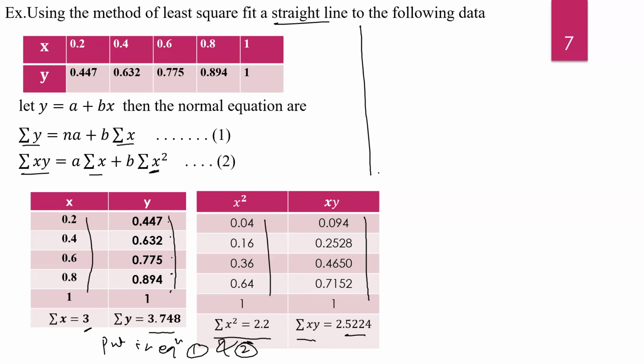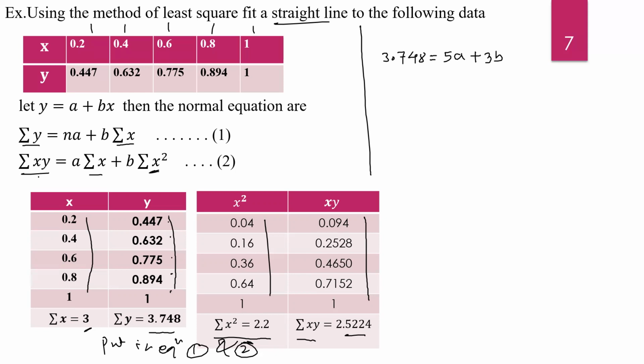We get, substitute here summation y. Summation y is 3.748, equal to n, the number of points, 1, 2, 3, 4, 5. That is 5 times a plus summation x. Summation x means 3, so we write 3 and b. That is b into 3 and 3 into b, both are the same.